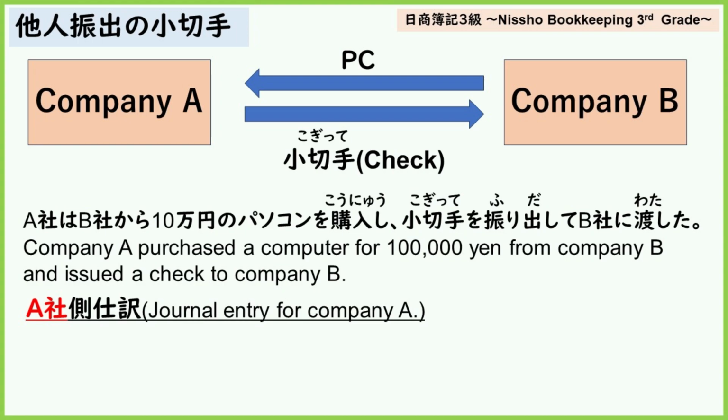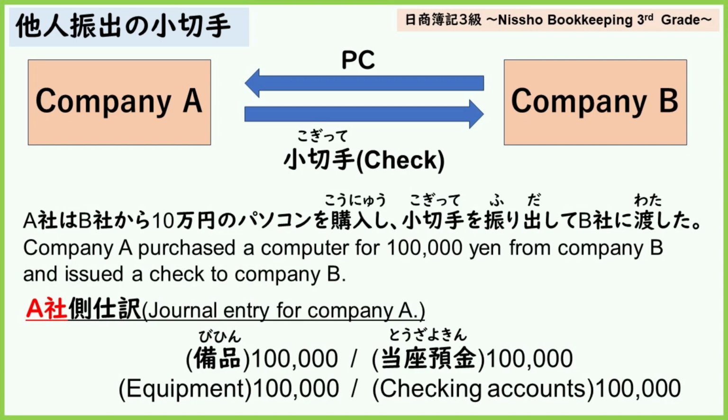The journal entry is as follows. Debit, equipment 100,000. Credit, checking accounts 100,000. The computer transaction is accounted for as equipment. Issuing a check is recorded as a decrease in the checking account.